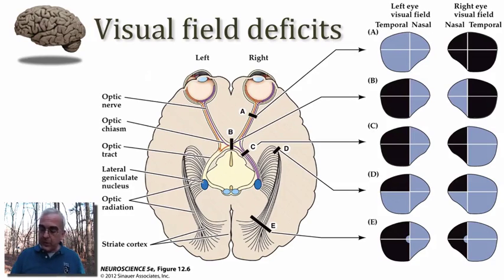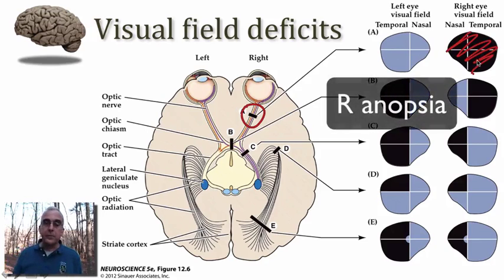Okay, so let's consider what happens if there were to be an injury in the right eye or the right optic nerve. Well, that should be pretty straightforward. The right eye would be blind. So this would be simply blindness in the right eye.